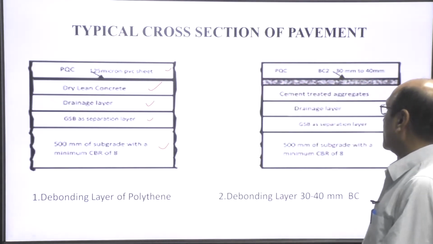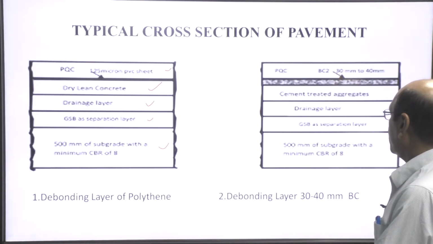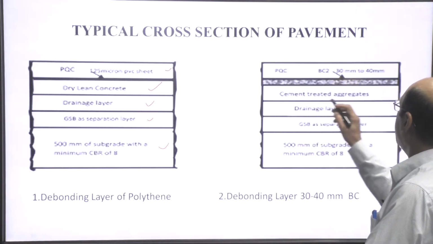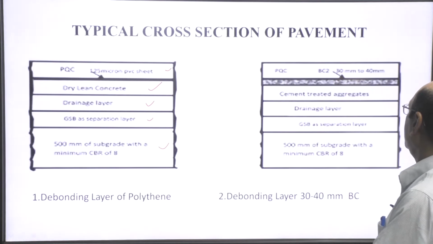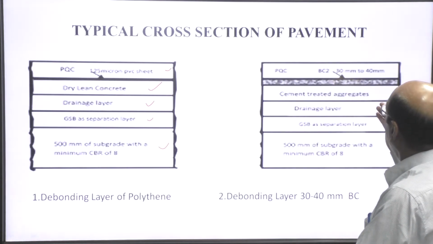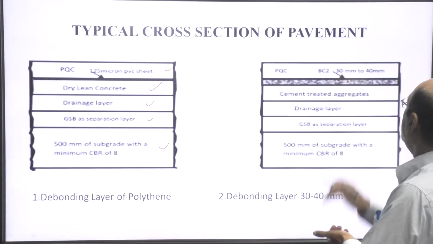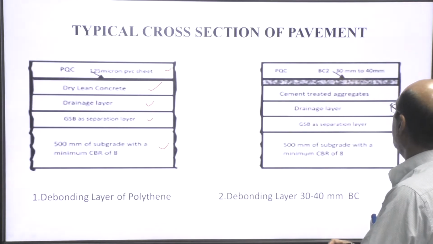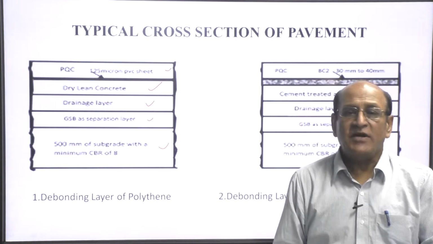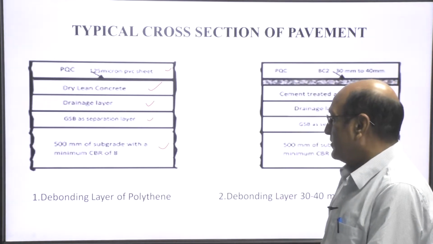In this cross section all are the same things, but here the cement treated base has been laid below the BC of 50 to 60 mm, which is laid below the pavement quality concrete. So, both are important.